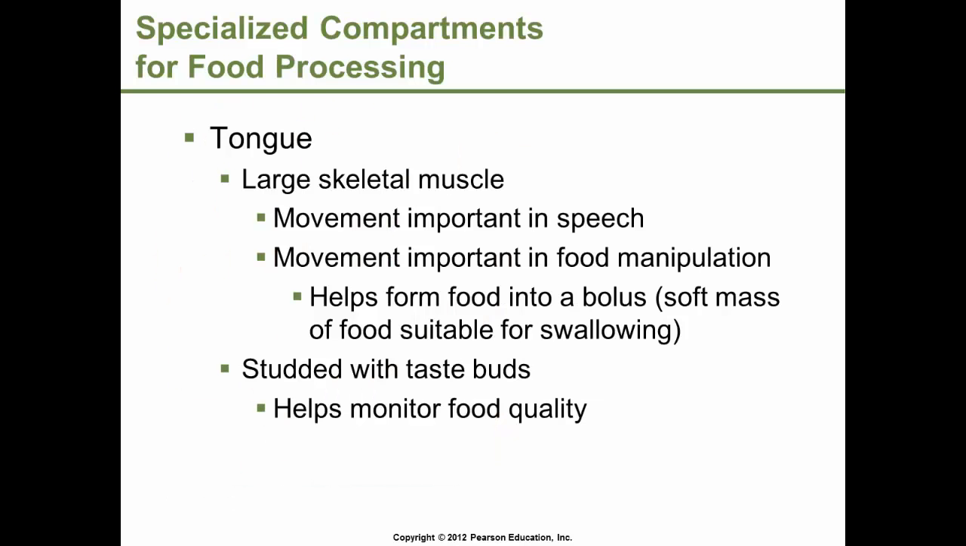The tongue is a large skeletal muscle and important both in speech as well as in food manipulation. The tongue helps to form food into a bolus, and this is what the soft mass of food suitable for swallowing is called. Once the food leaves the mouth, it's referred to as a bolus. The tongue's also studded with taste buds, which help us to monitor food quality.